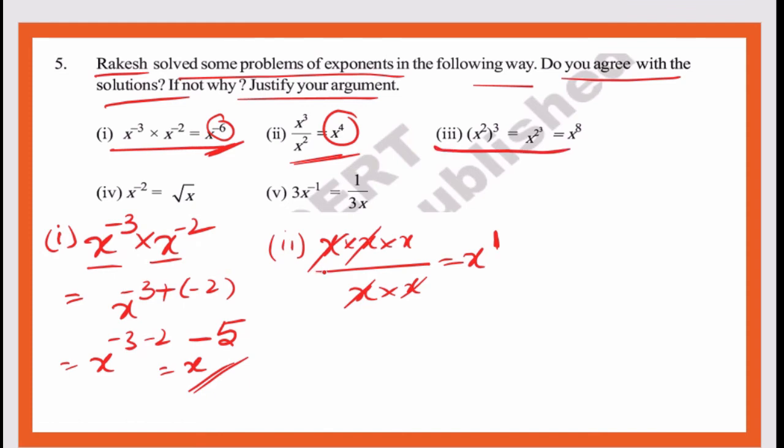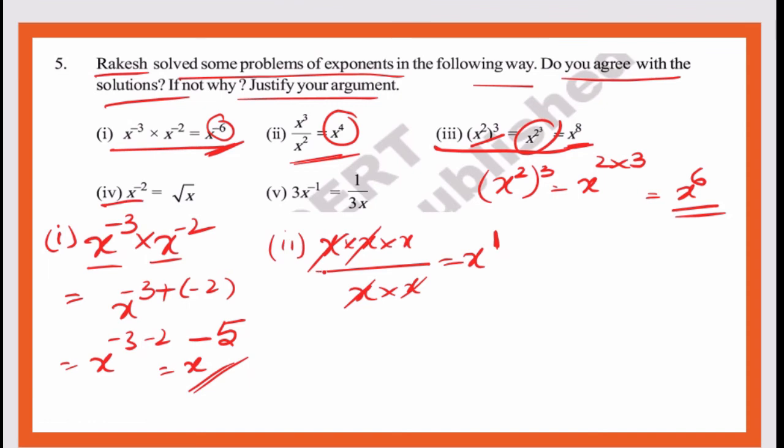Next, this third question. It is in the form of a power m whole power n, no? a power m whole power n should be written as a power m into n. But what did he do? He has taken a power m whole power n, which is his mistake. We need to get x power 6, but he got x power 8, which is wrong.